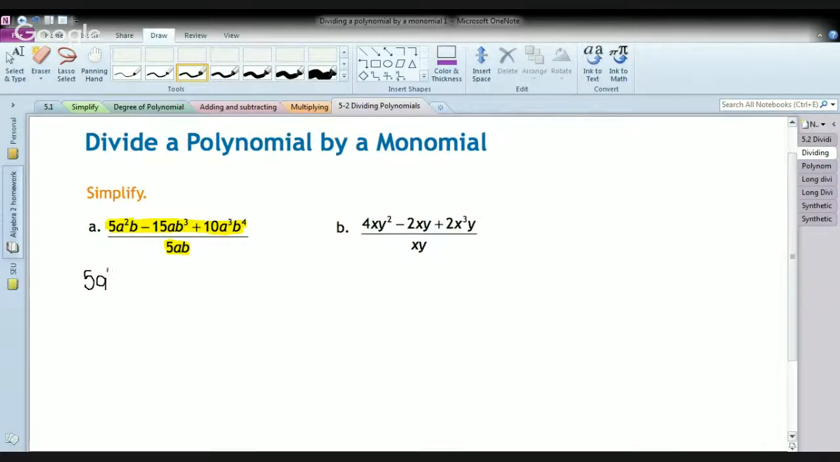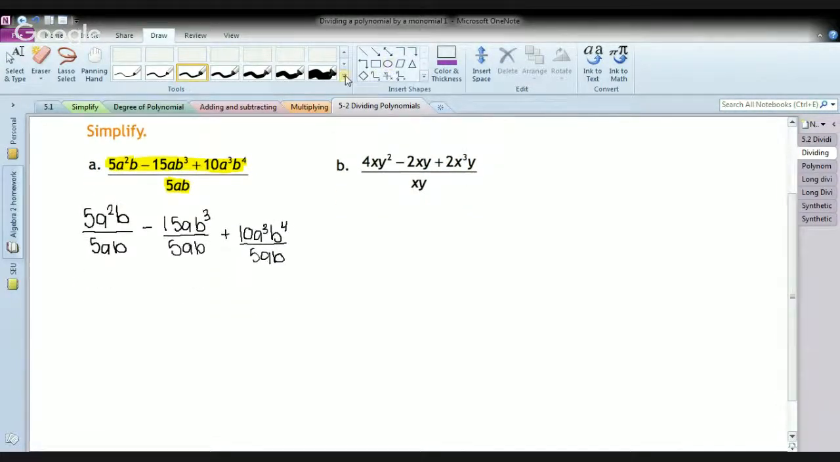So we're going to take each of the terms in my polynomial and divide it by our monomial. I'm breaking it all up into smaller parts. All I'm doing is taking the top and dividing each of the top terms by the bottom term. Okay, so no math just yet, just breaking it up. Now that I did that, I'm going to start simplifying each of my terms.